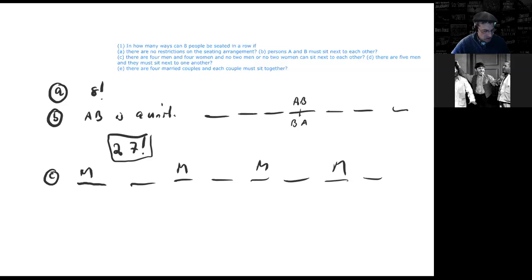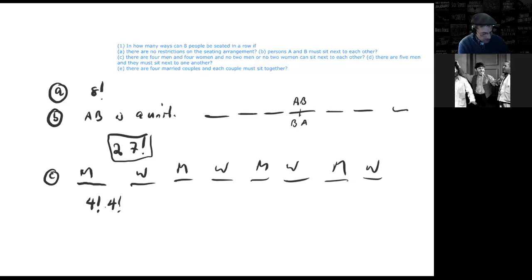And how many ways are there to put the men? Well, in those slots, there are 4 factorial ways to put the men in. And then the women go in the other slots. This is if the man goes into the leftmost seat. So there are another 4 factorial for the women. So it's 4 factorial times 4 factorial if we seat a man first.